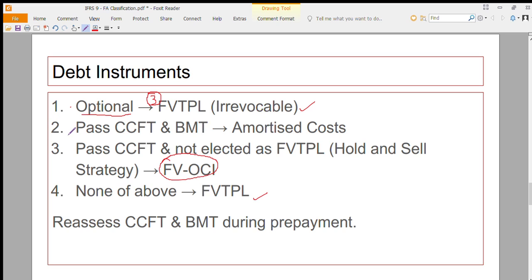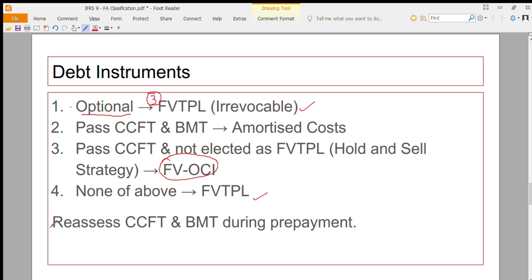If your debt instrument passes these two conditions, it should be classified under amortized cost. If a debt instrument passes only the first condition and you do not classify it as FVTPL, then you can classify it under fair value through other comprehensive income. And this is a residual category. If none of the above three happens, then you have to classify it under FVTPL.